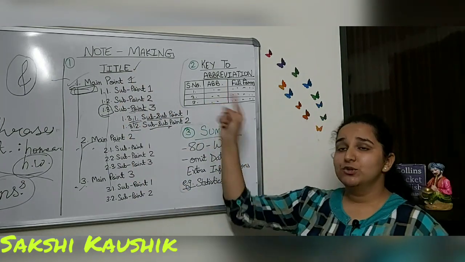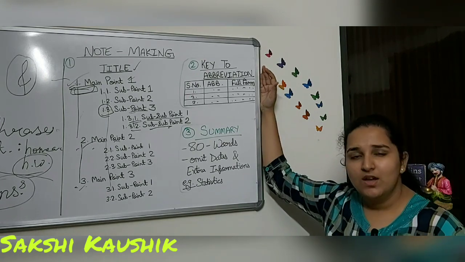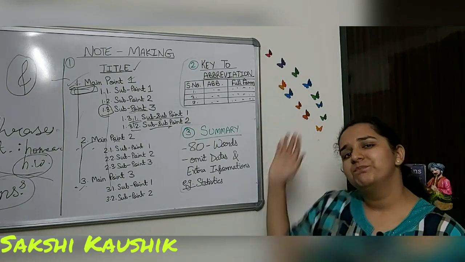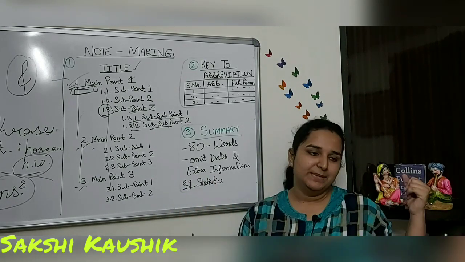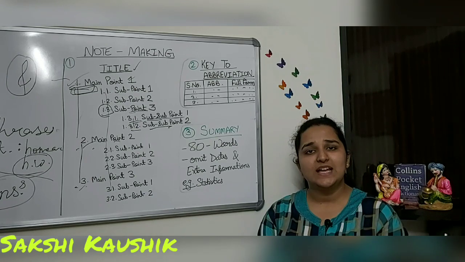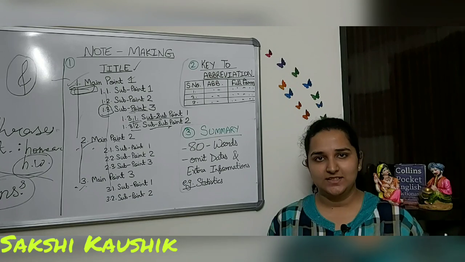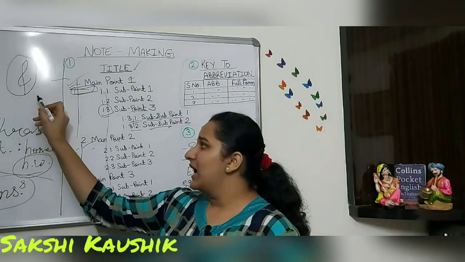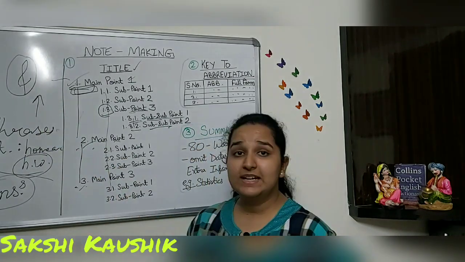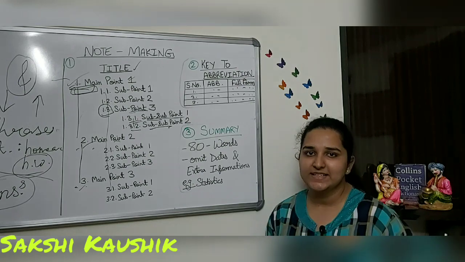The next task that you have to do in your note making is the key to abbreviation box. What do we mean by abbreviation? Abbreviation is the short forms that we are using. For example, nowadays what are the short forms that we use on our WhatsApps or other social medias? IDK, that is I don't know. That is a short form, right? Even these arrows are in the form of short form. Increasing, decreasing, these are short forms, nothing else, right?